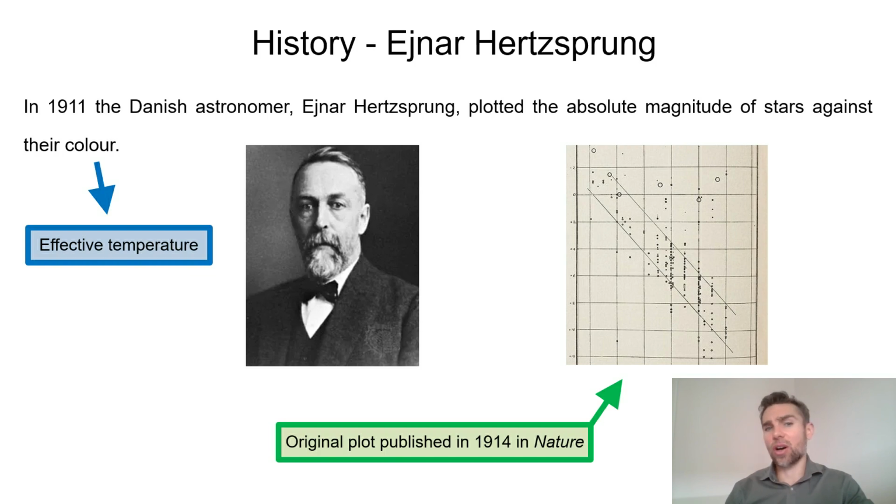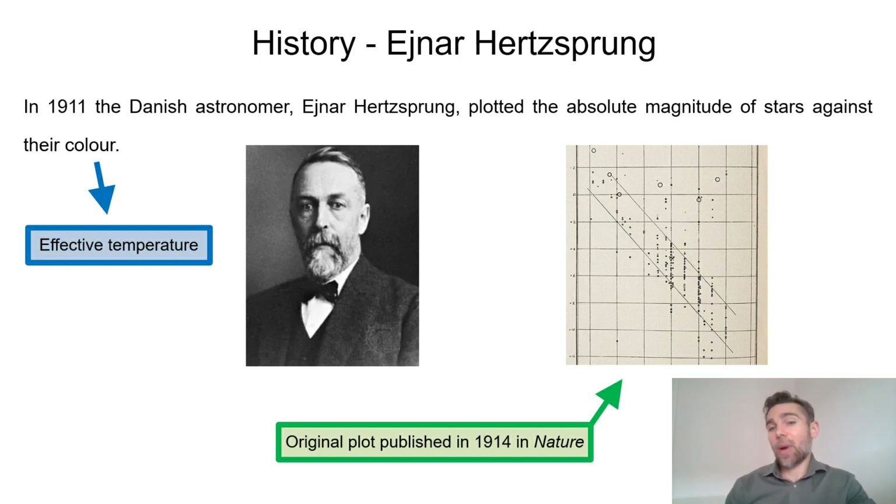So where did it all start? Well, it was in 1911, a Danish astronomer. I'm not going to pronounce his first name, I'll get it wrong. Hertzsprung was plotting the absolute magnitude of stars against their colour, which is essentially, again, their effective temperature. And he got that plot on the right hand side there.